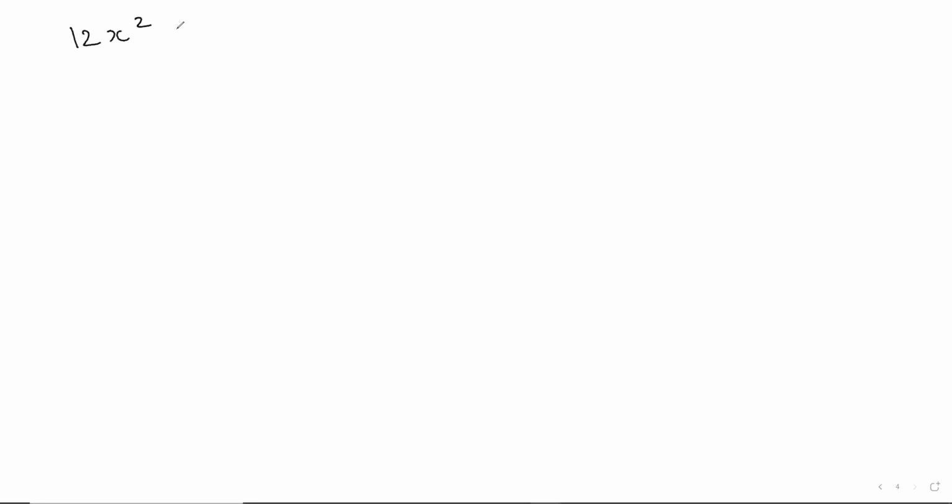So let's do this. 12x squared minus 7x plus 1. So the first step. Hamna, do you remember what's the first step? Ma'am, we need to take 12 and 1 and multiply it. Yes. So this becomes 12 into 1, which is equal to 12. Now, what do we do? What's the second step?